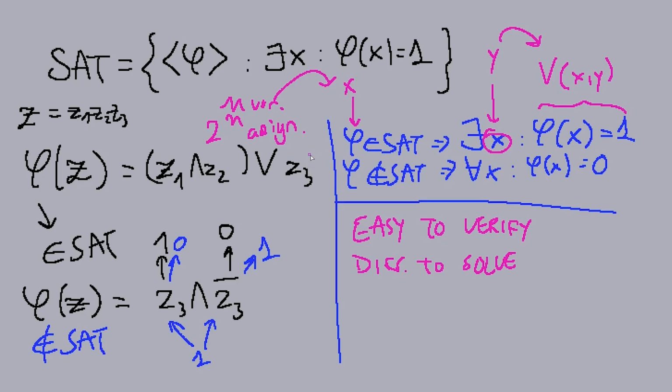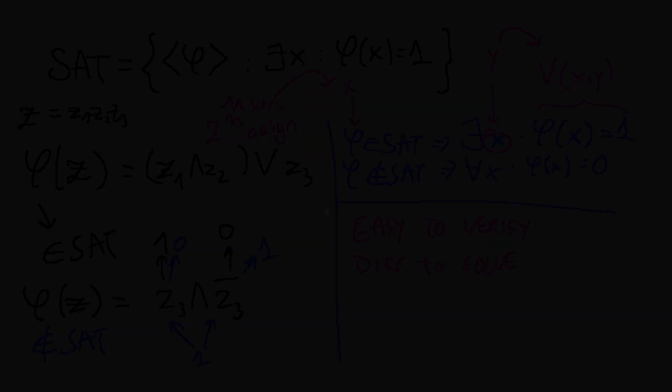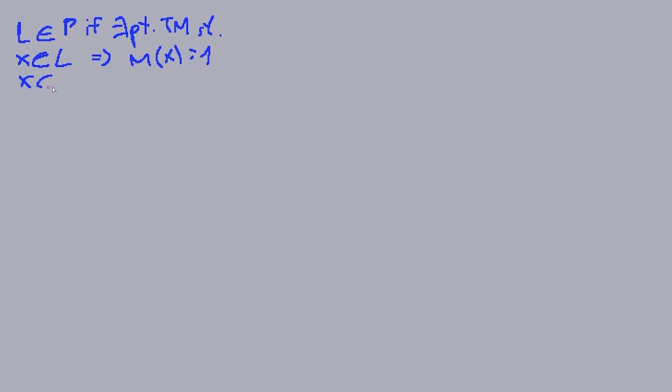And the first time I saw what is exactly the class NP, I had to take some time to really understand what it is. So let's just make a last recap. First, what is the class P? Well, we say that L is in P if there exists a polytime Turing machine such that if x is in L, then M of x is equal to 1, and if x is not in L, then M of x is equal to 0.